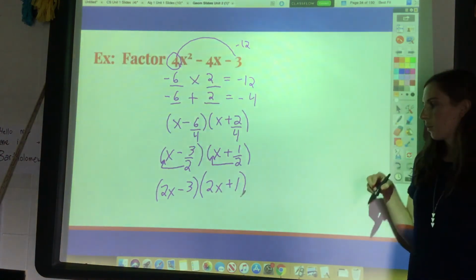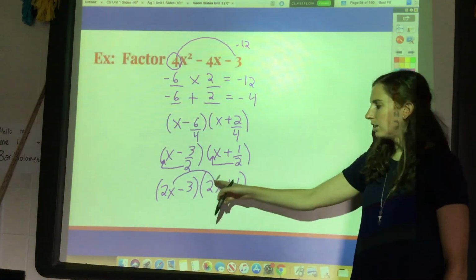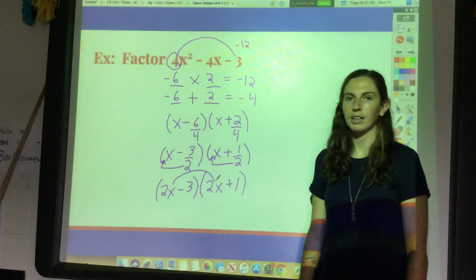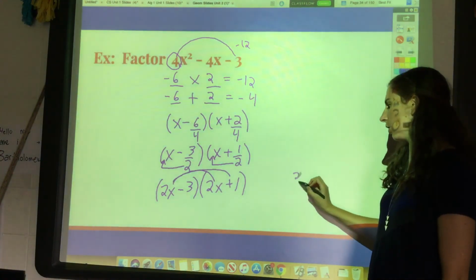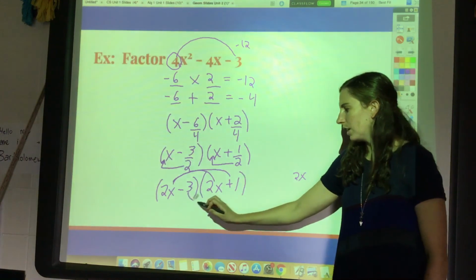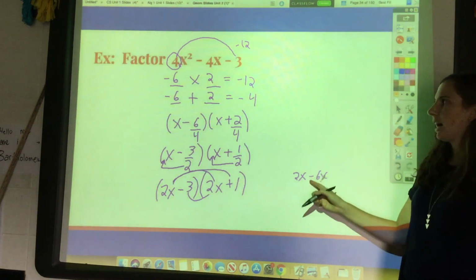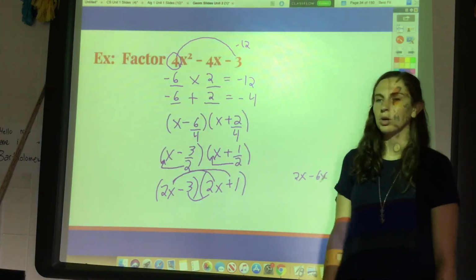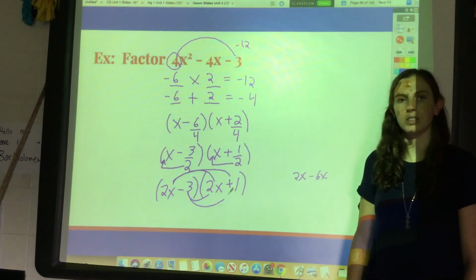Let's check and make sure that worked. So 2x times 2x does give me 4x squared. 2x times 1 is 2x, and negative 3 times 2x is negative 6x. If you combine those, they do give you negative 4x, and then negative 3 times 1 is negative 3. So it did work.